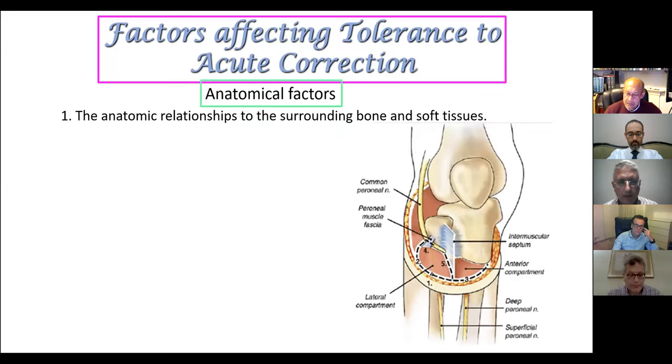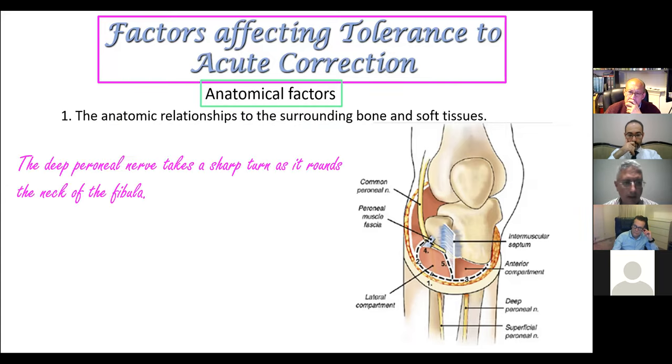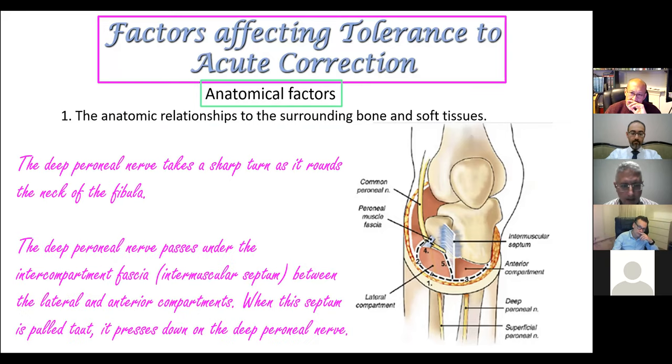Starting with the anatomical factors, we have certain anatomical relationships, and especially some neurovascular structures have differing or limited course or not relaxed course, like the common peroneal nerve. It makes a sharp turn as it rounds the neck of the fibula, and it passes under the intercompartmental fascia, I mean the intermuscular septum between the lateral and the anterior compartments. So when this septum is pulled tight, it presses down on the deep peroneal nerve.